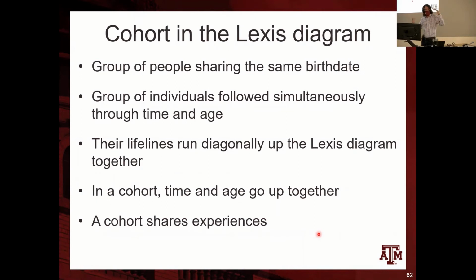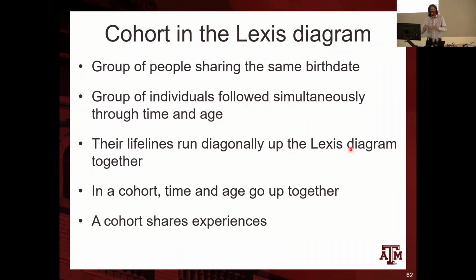So, like I just said, you can see the cohorts in the Lexis diagram is the group of people sharing the same birth date, a group of individuals followed simultaneously through time and age. Their lifelines run diagonally up the Lexis diagram all together. In a cohort, time and age go up together.